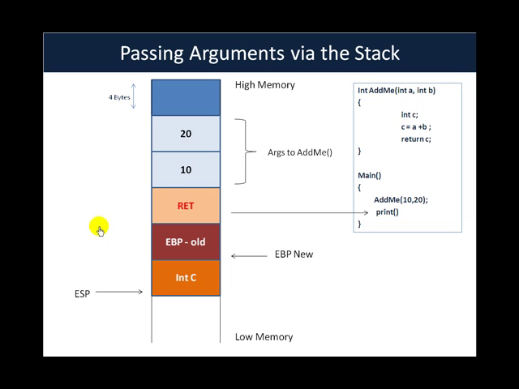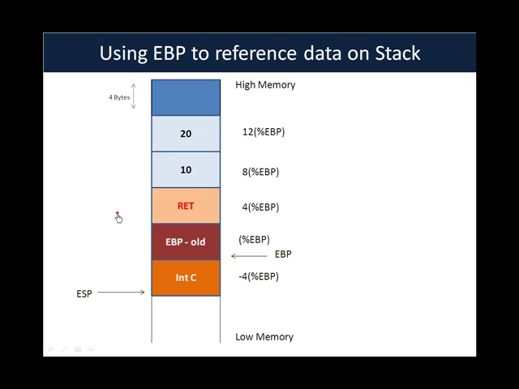So now let's look at how, once you're inside the function, it is possible to retrieve all these arguments to addMe using the EBP register. Very simply, if you notice, EBP currently points at the juncture where the old EBP was saved. If you remember, in indirect addressing mode in registers, we can use the EBP register to reference any one of these arguments which were passed, the return value, and even the local variables in the addMe function. So how do we do it?